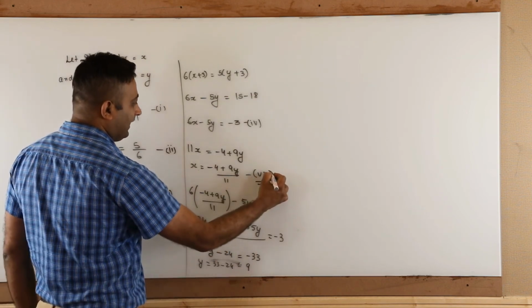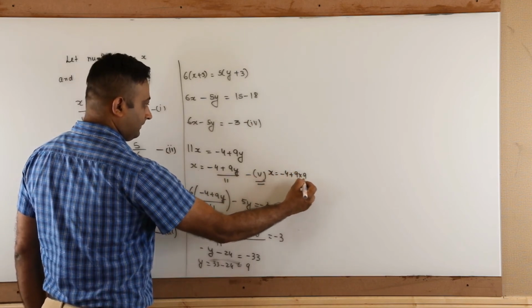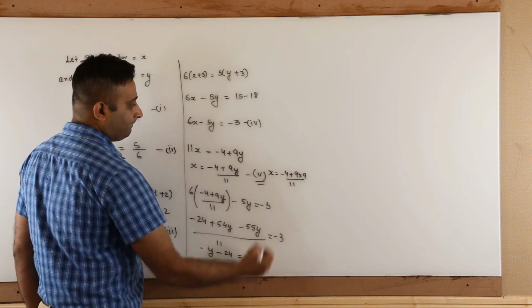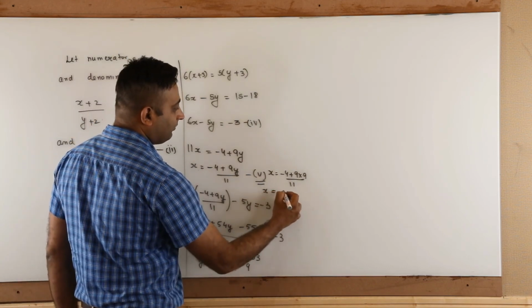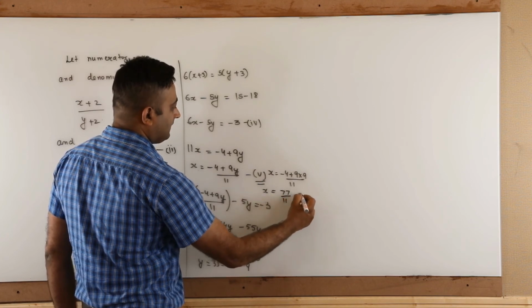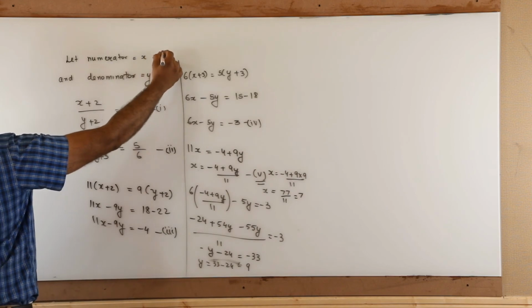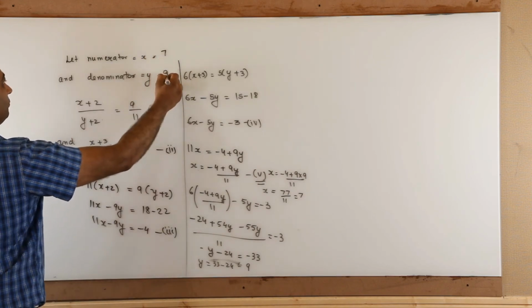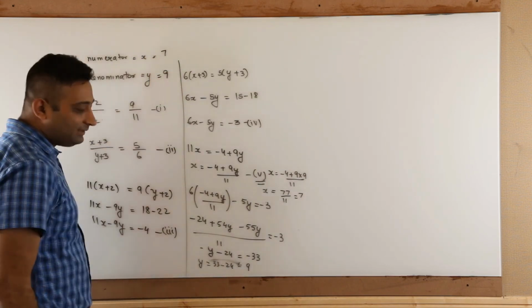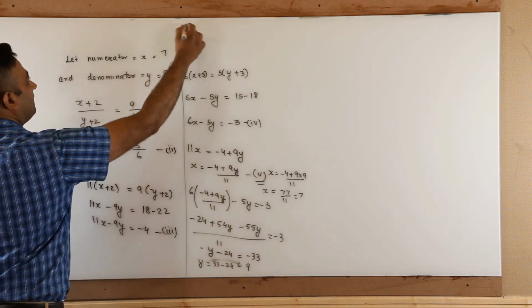That means x equal to minus 4 plus, that means x is equal to 7. So we have found that x equal to 7 and y is equal to 9. That means the fraction is 7 by 9.